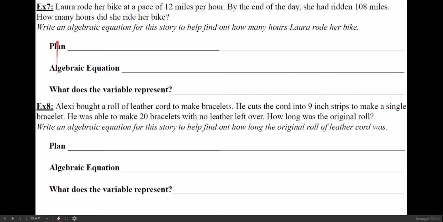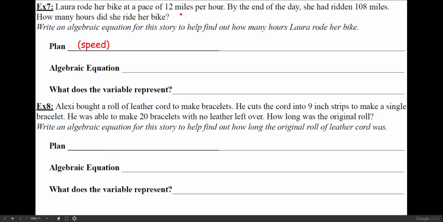All right, we've got 3 more examples. Number 7. Laura rode her bike at a pace of 12 miles per hour. By the end of the day, she had ridden 108 miles. How many hours did she ride her bike? So she rides 12 miles per hour. That's how fast she's going.